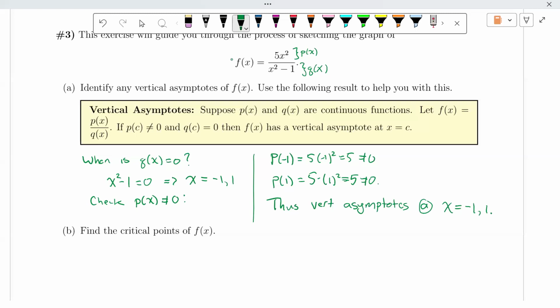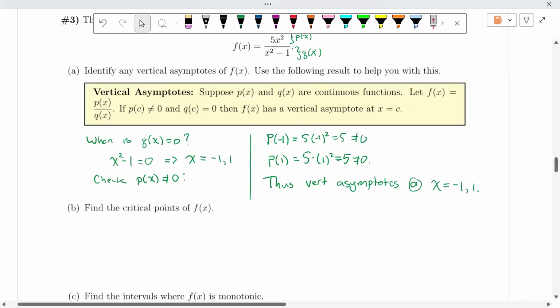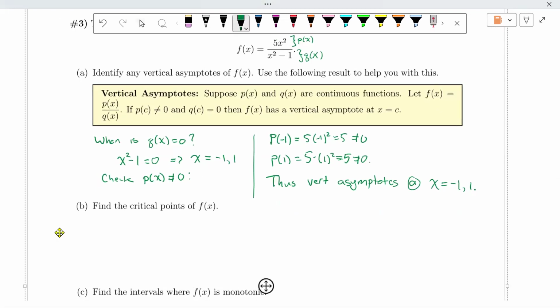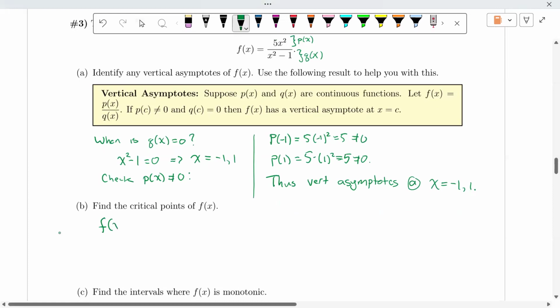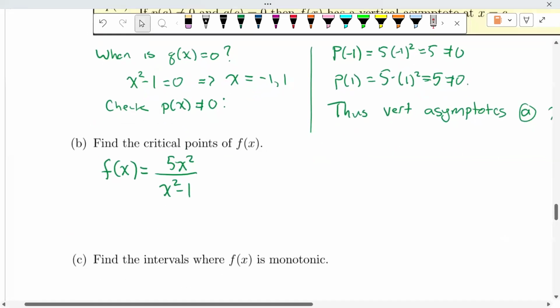All right, that's just a good first check we ought to do whenever we have a function that is a little complicated, such as this one. Now, the next step, of course, normally it's the easy step, right? Find the critical points. Well, it gets a little bit trickier when your function is a quotient, because now we have to use the quotient rule, right? So let's use the quotient rule together.